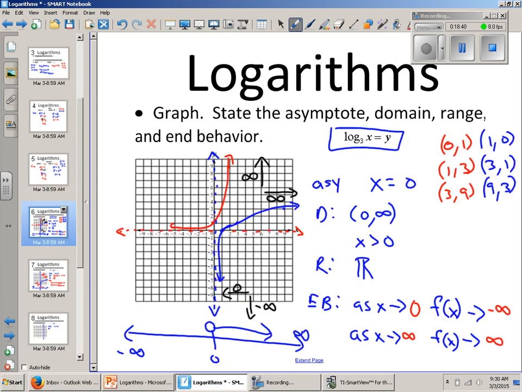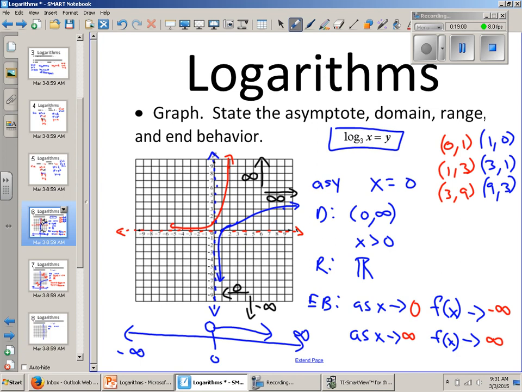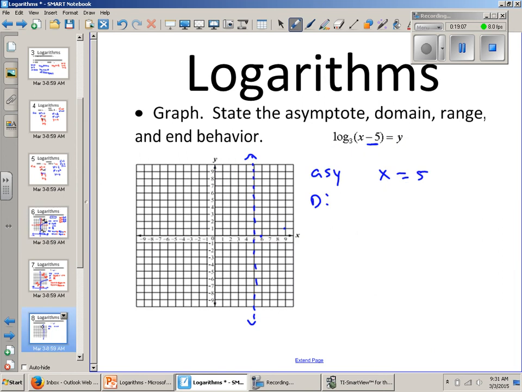So let's go back to the parent. And we had 1, 0. We're going to move it 5 to the right. So now we're at 6, 0. We were at 3, 1. So now I'm going to go to 9, 1. And then I've run out of space. That other point was at 9, 3. Now it would be at 14, 3. So it's going to be out here somewhere. And there's my new graph.